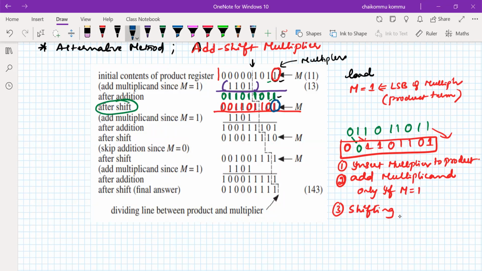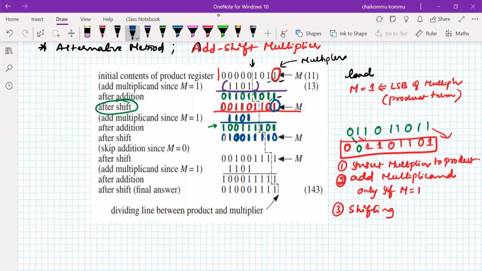If m is 1, what do we have to do? We have to add again. So that means we add the multiplicand here, at these positions, and add all these things. Therefore, the value becomes 1, 0, 1, 1, 1, 1, 0, 0, 1. Clear? Now, as soon as the addition is completed, we go to shifting. The shifted value is 1 here, 0 here, 0, 1, 1, 1, 1, 0. The vacant position is filled with 0.